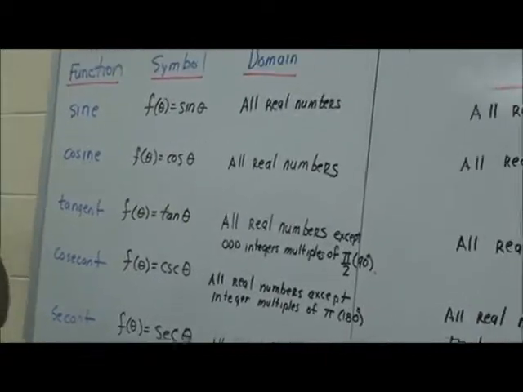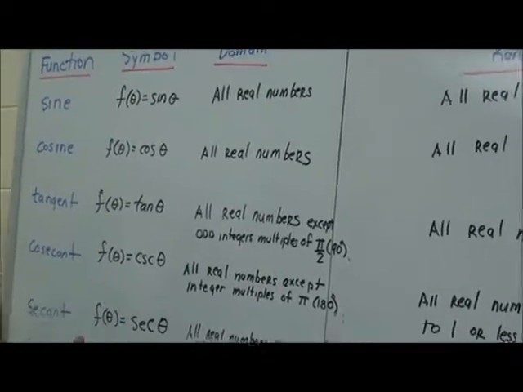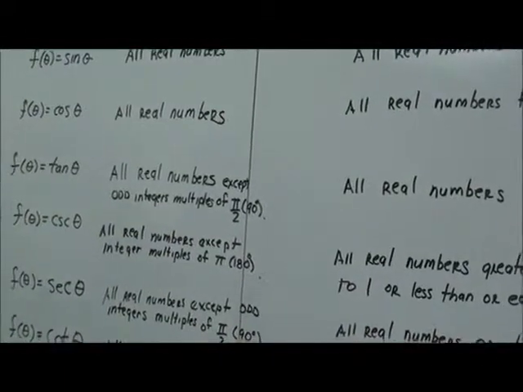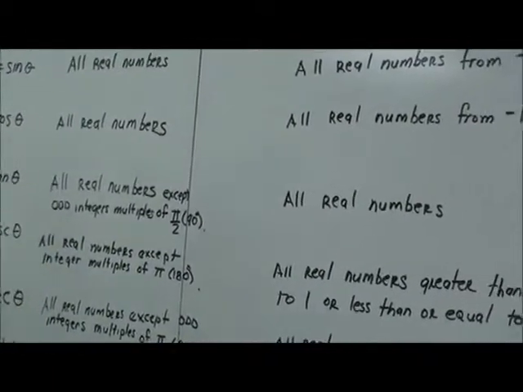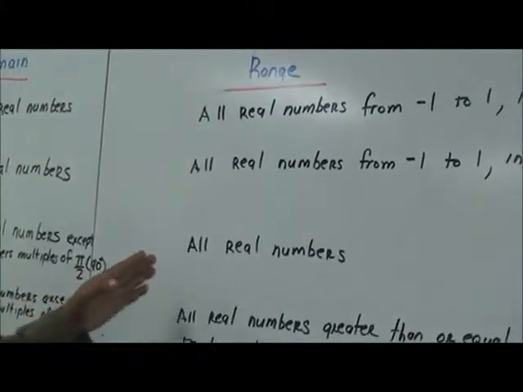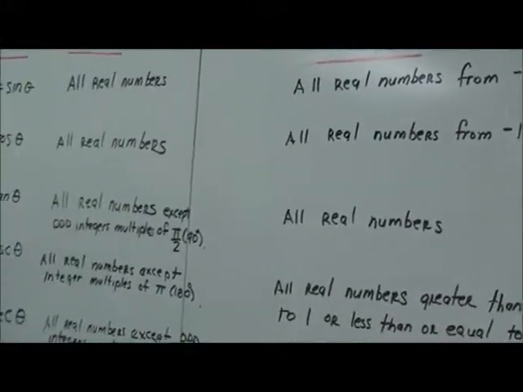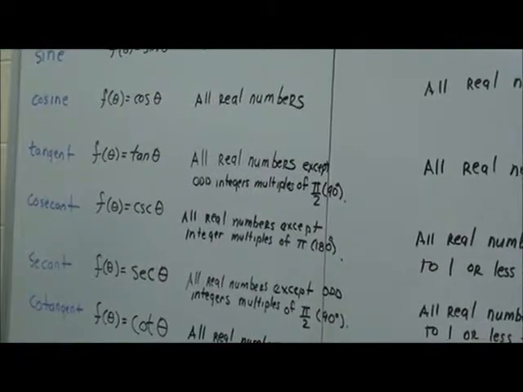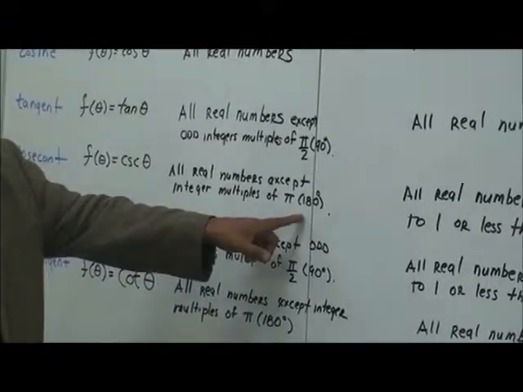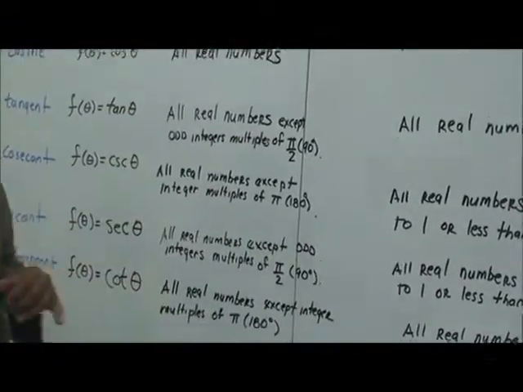How about tangent? For tangent theta, the domain is all real numbers except odd integers, multiples of what? The radians of pi over 2, which represent 90 degrees. And for the range, it'll be all real numbers. And if you look at cosecant theta, it's all real numbers except integers, multiples of what? Pi, which is in radians, and 180 degrees.